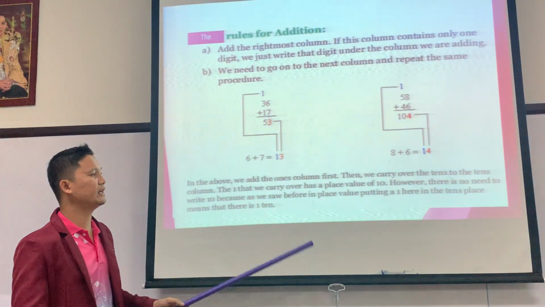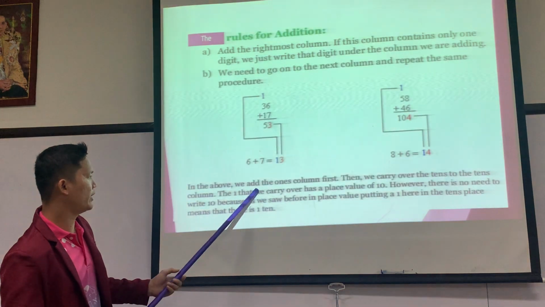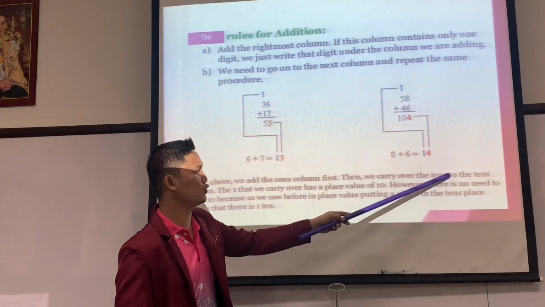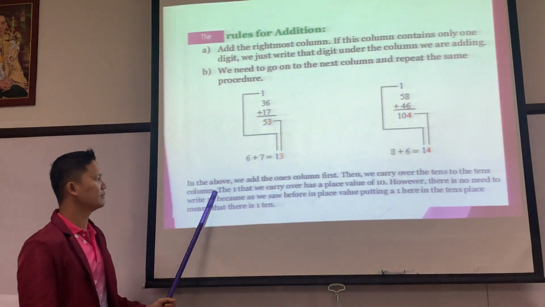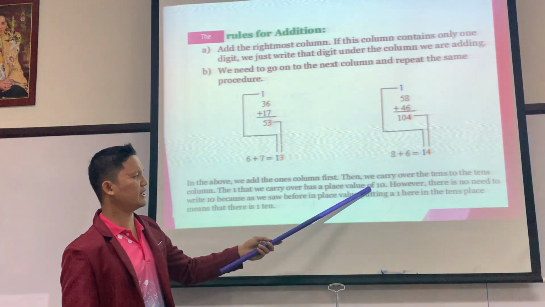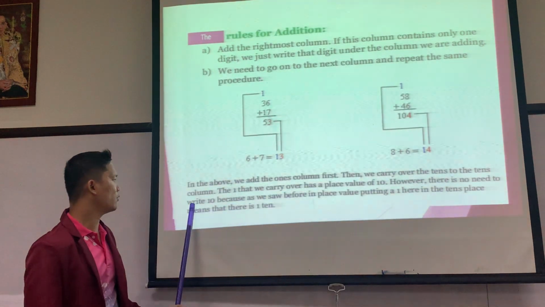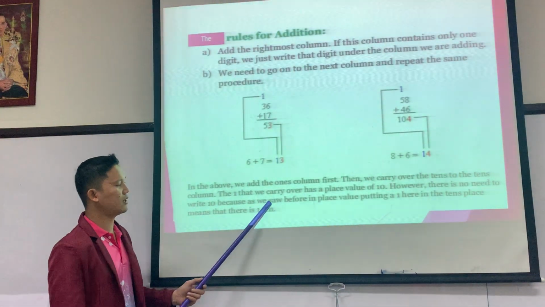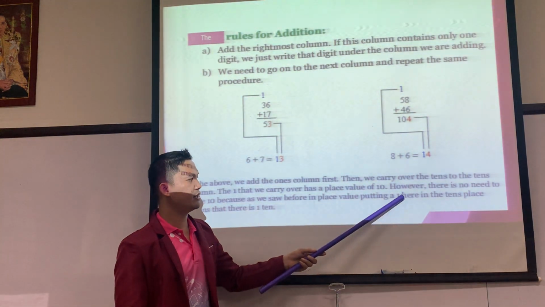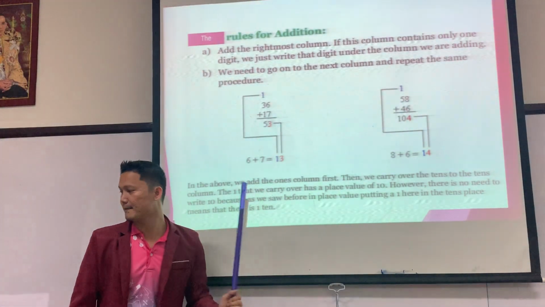Okay, when we are adding the numbers, in the above we add the ones column first, then we carry over the tens to the tens column. The one that we carry over has a place value of 10. However, there is no need to write 10, because as we saw before in the place value, putting 1 here in the tens place means that there is 1 ten.